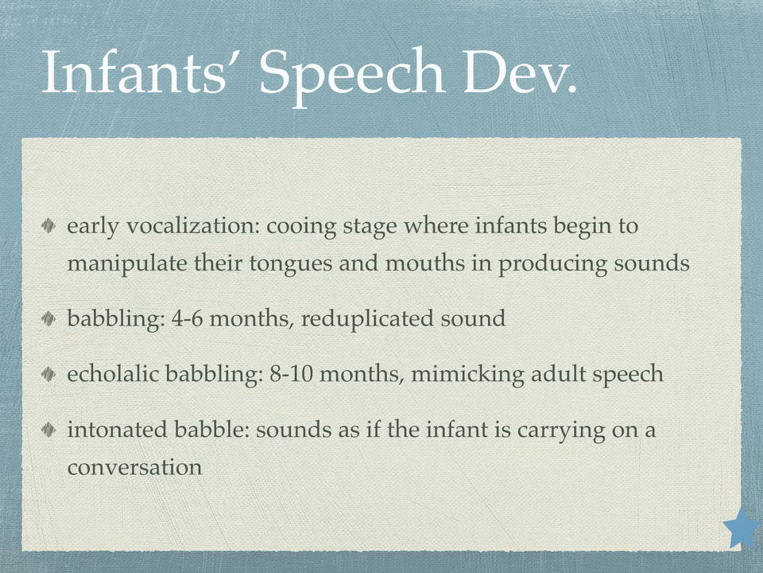At 8 to 10 months, we're going to talk about, I can never say this word, echolalic babbling. That happens between 8 and 10 months, and it's mimicking adult speech. And then intonated babble. Those are the sounds as if the infant is carrying on a conversation. And all of that is in that phonological stage.